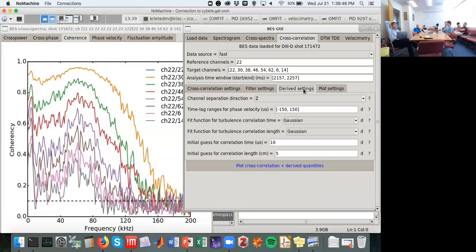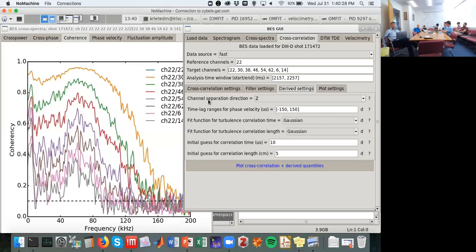As I mentioned, the reason you do correlation analysis is to extract turbulence parameters, like correlation times and correlation lengths. These settings will make a little more sense when I show you some of the plots later, but these are pretty good defaults. You might not have to change them. Basically, the correlation times and correlation lengths are made by fitting model functions to the data, and these parameters you can tweak. For example, you can tweak the initial guess of the fitting algorithm, which you sometimes need to do. So that'll make more sense.